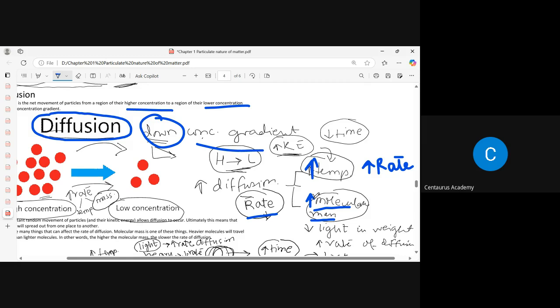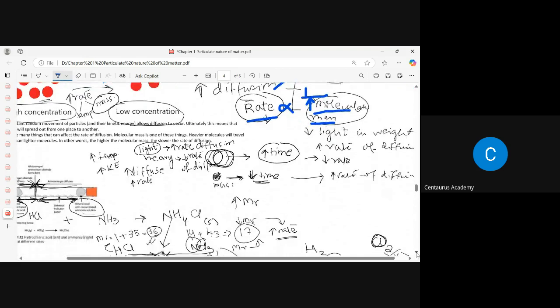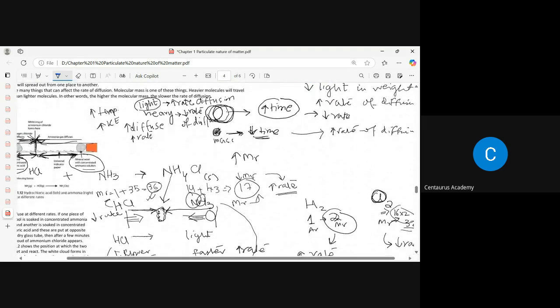Okay. And similarly, anything which has less relative molecular mass or is light in weight will have a faster rate of diffusion. Okay, so rate of diffusion and molecular mass are inversely proportional to each other. And rate and temperature are directly proportional to each other. Clear? If one is going to increase, the other is also going to increase. And if molecular mass increases, the rate is going to slow down. And if the molecular mass decreases, the rate of diffusion is going to be fast.